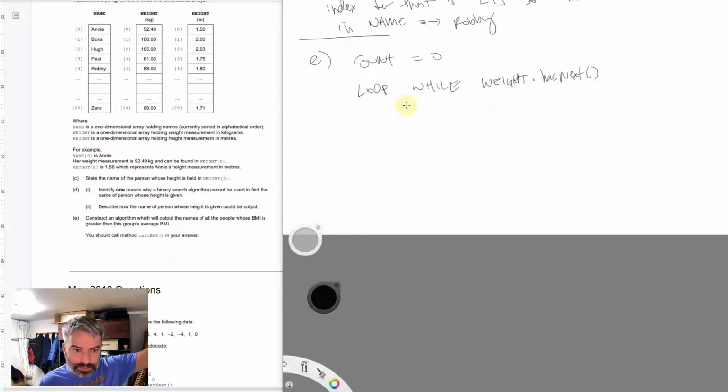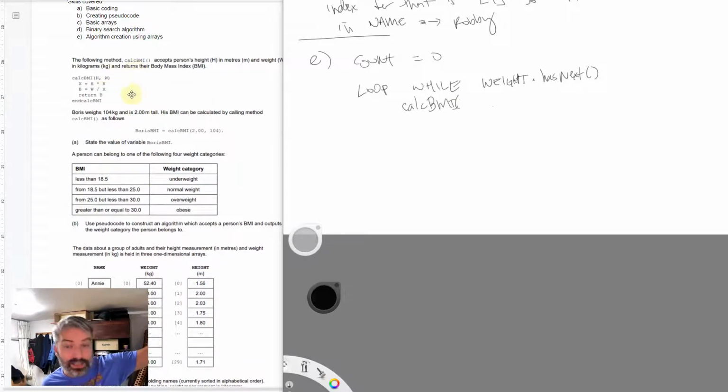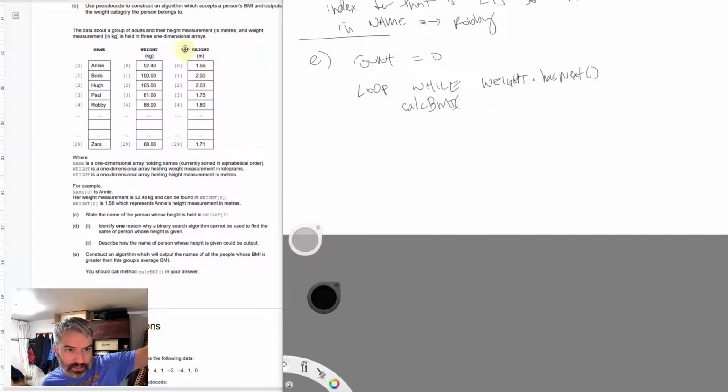Well, we need to pass in. We need to use calc BMI, and we're going to pass in... what was the first? Weight and then height, or height and then weight? We're going to pass in height and then weight. So we need to access the height. That's going to be here, so we need to go into the array height.